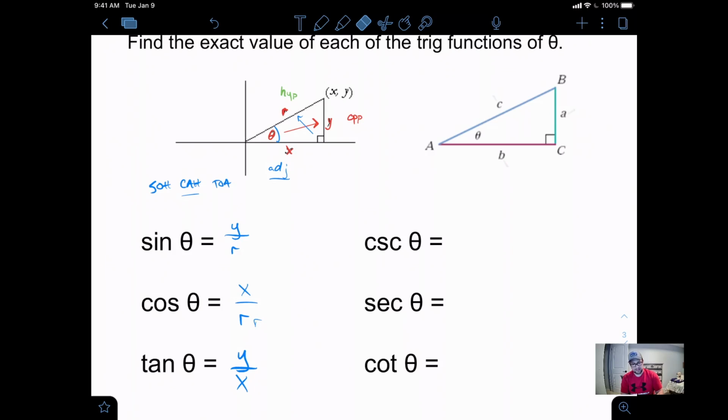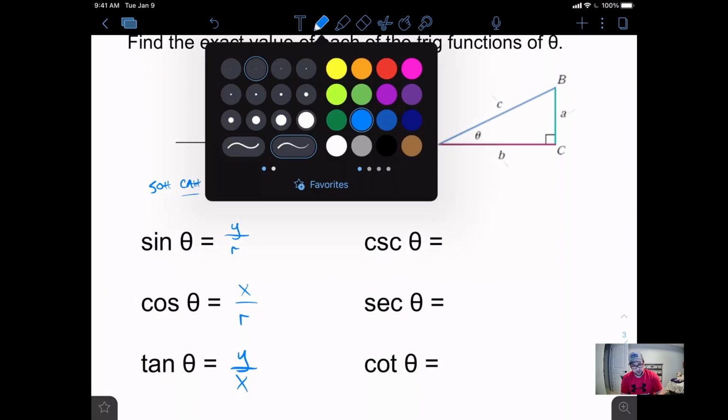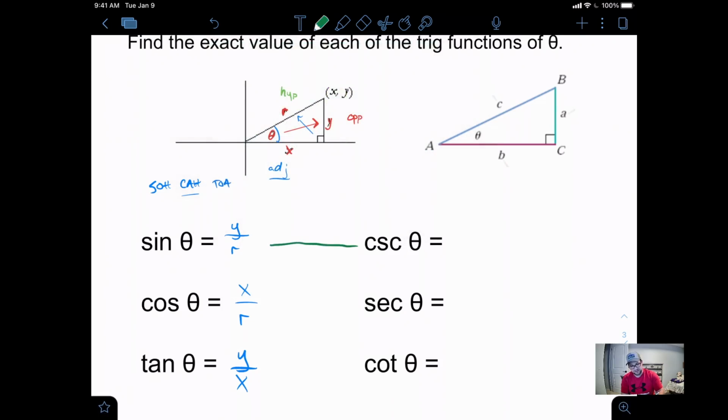Now, again, all you need to do to figure out cosecant, secant, and cotangent is realize that these are flips of their other version. So sine goes with cosecant. That's just the flip, so this is going to be r over y. Cosine goes with secant, so this is going to be r over x. And cotangent goes with tangent, so this is going to be x over y.